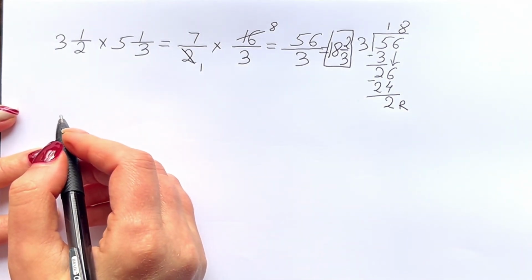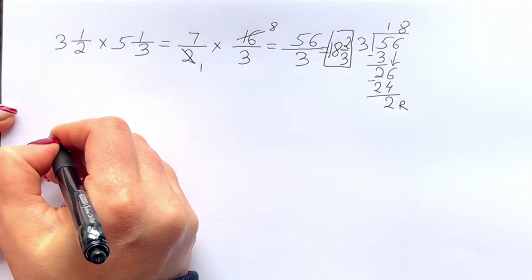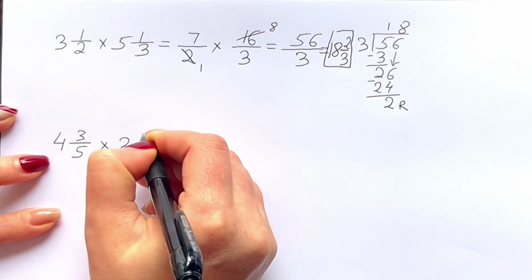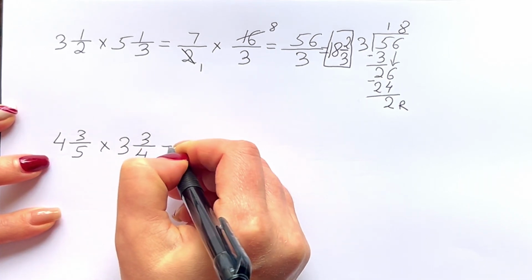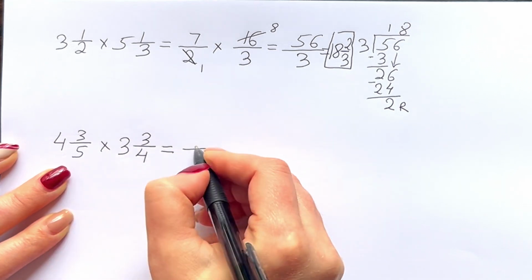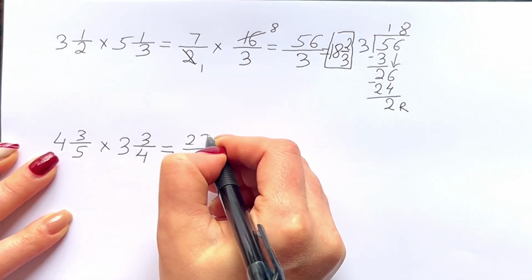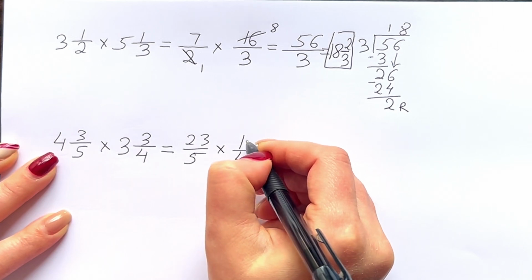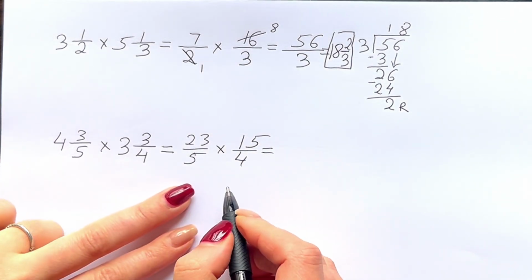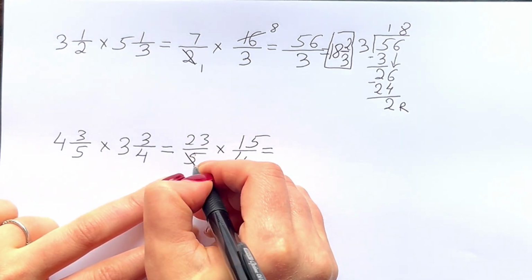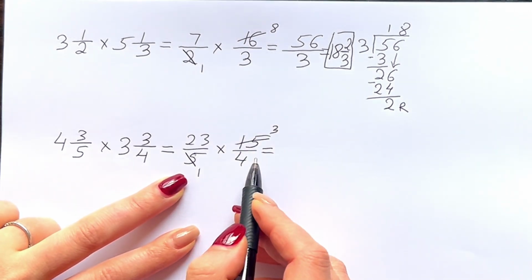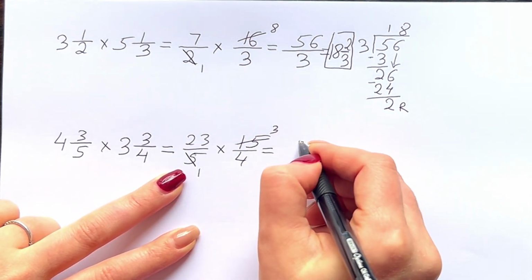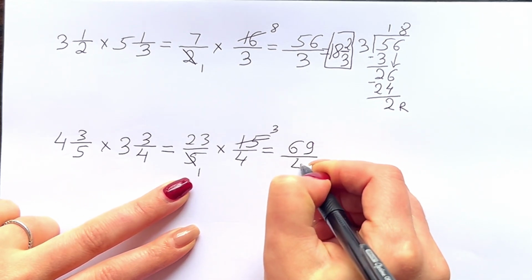Let's do one more example of mixed numbers. Let's say we have 4 and 3 over 5 times 3 and 3 over 4. Again, the same way we make them improper fractions. 5 times 4 plus 3 is 23. 4 times 3 is 12, plus 3 is 15. Again, first we check if we can simplify. Yes, 5 and 15 are both divisible by 5. This is 1, this is 3. Any other numbers? 23, 4, 3, 4, nope. 23 times 3 is 69. 1 times 4 is 4.